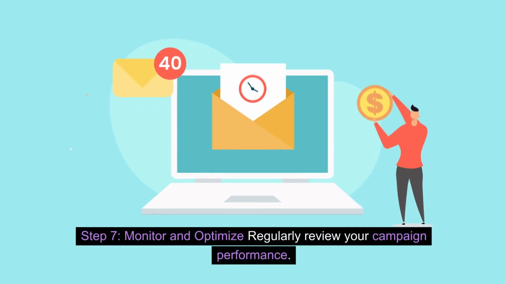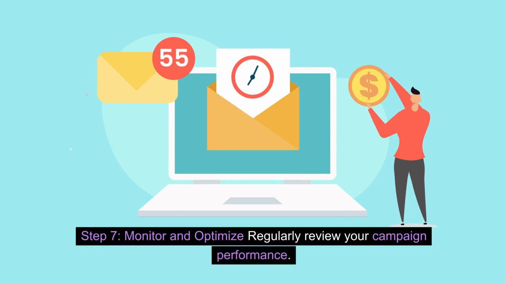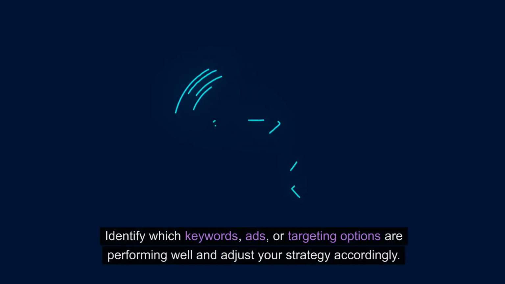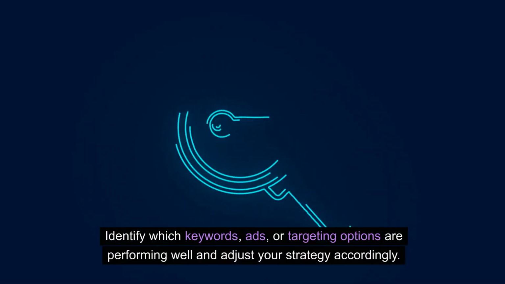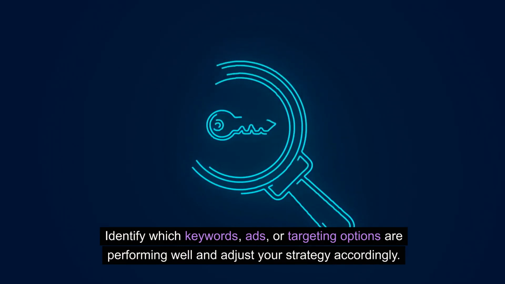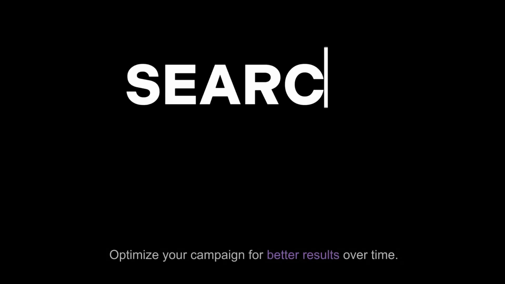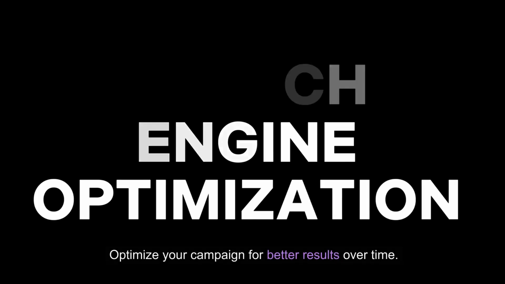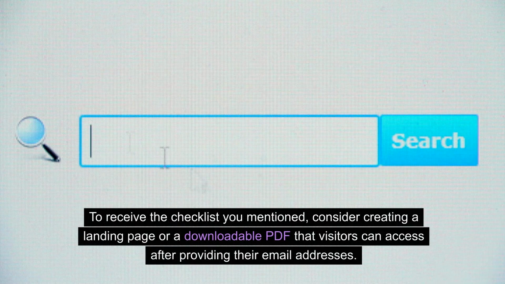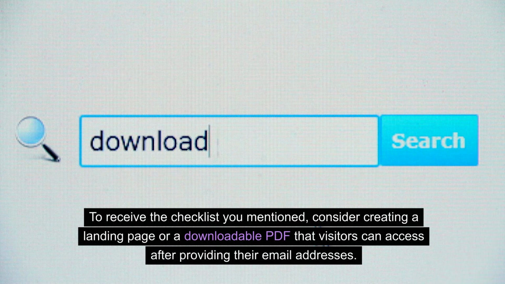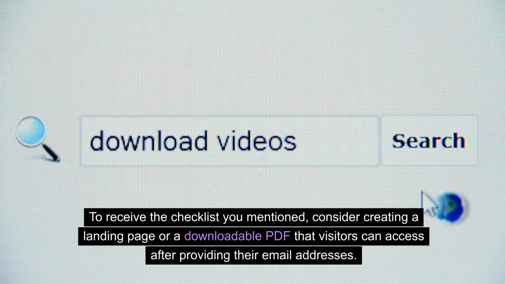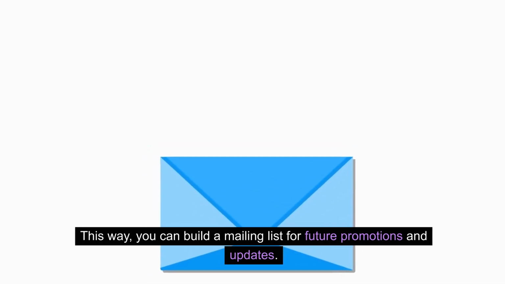Step 7. Monitor and optimize. Regularly review your campaign performance. Identify which keywords, ads, or targeting options are performing well and adjust your strategy accordingly. Optimize your campaign for better results over time. To receive the checklist, consider creating a landing page or a downloadable PDF that visitors can access after providing their email addresses. This way, you can build a mailing list for future promotions and updates.